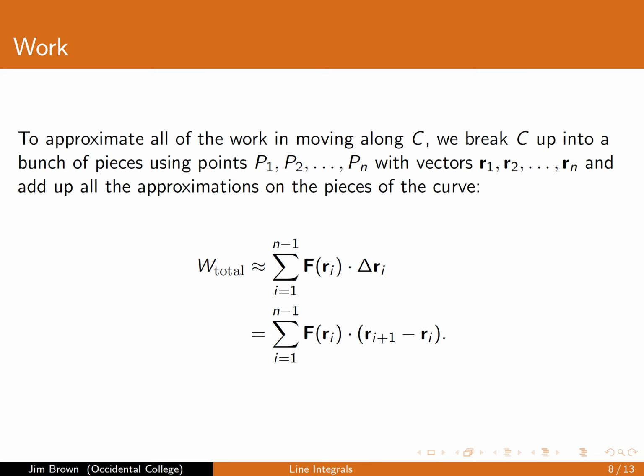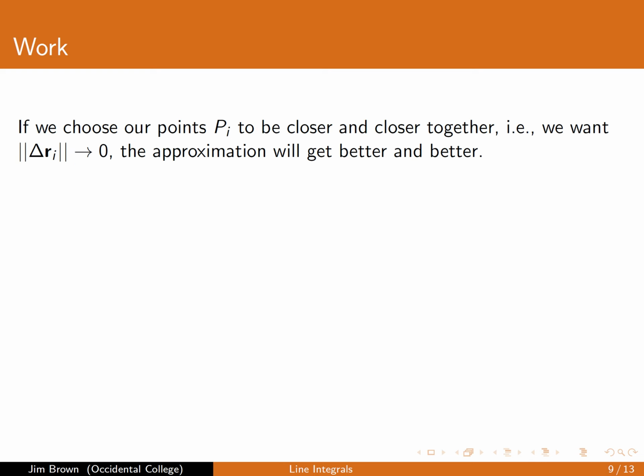If you remember how we developed these things in Calc 1 and Calc 2 with integrals, we should be able to guess the next step. We just want to let these points get closer and closer together so that our approximations are better and better. The closer they are together, the closer those displacement vectors are to actually being exactly the curve. In this case, we don't want to just take n going to infinity. We want to take the length of the displacement vectors, the delta ri's. To make things simple, let's say all of the delta ri's are the same length. And we want the length of that displacement vector to go towards 0.